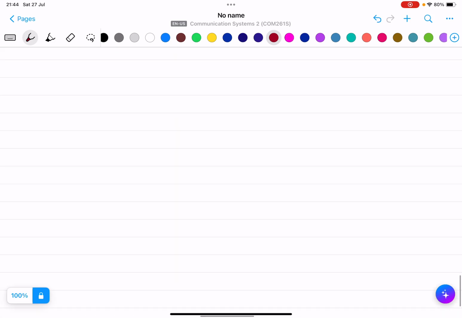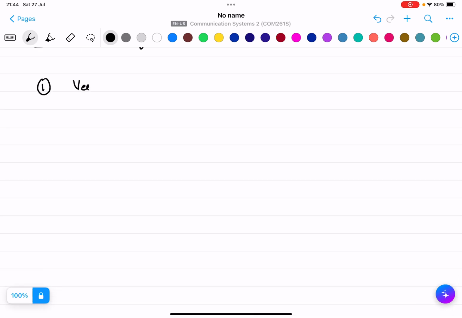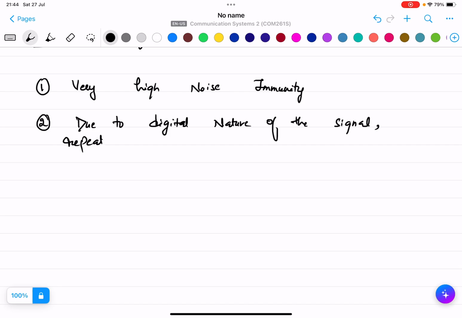And the last topics: advantages of PCM. What are the advantages of PCM? The first one is very high noise immunity. Second, due to the digital nature of the signal, repeaters can be placed between the transmitter and receiver.